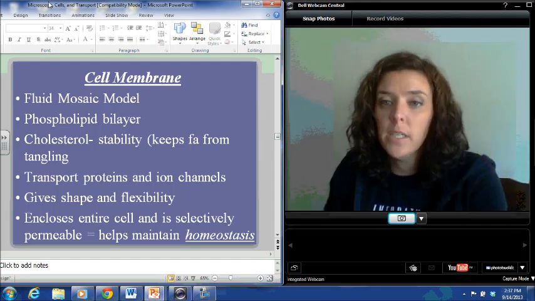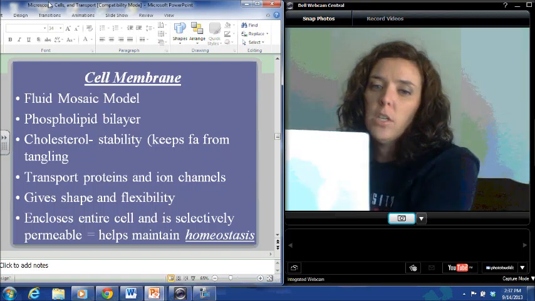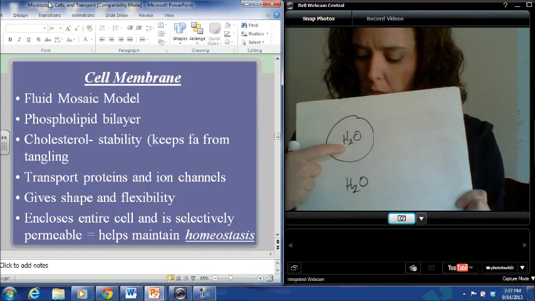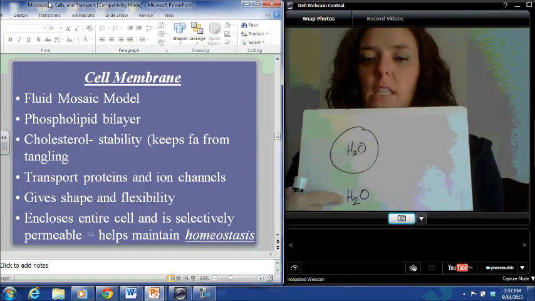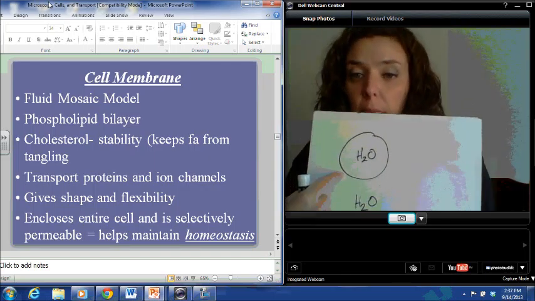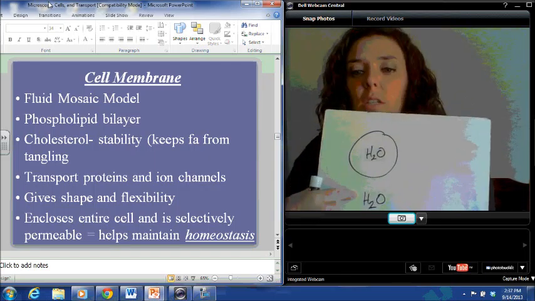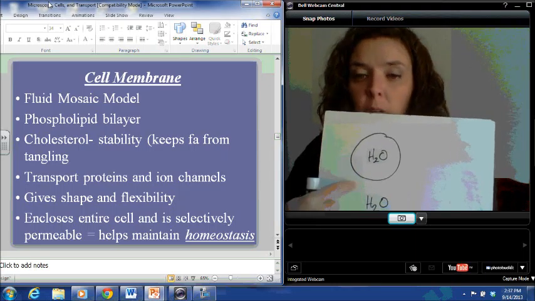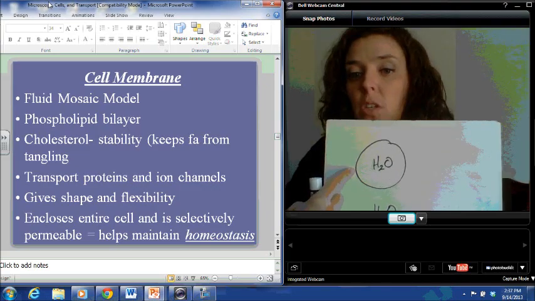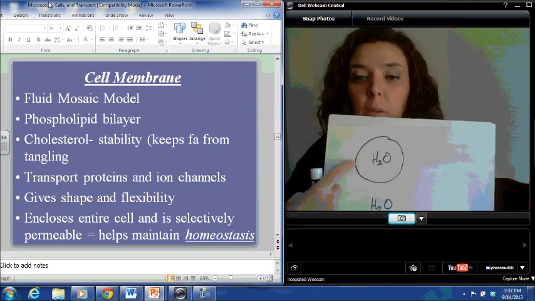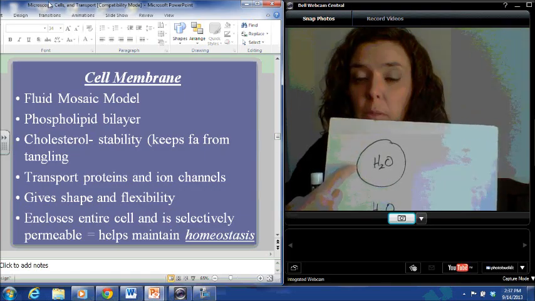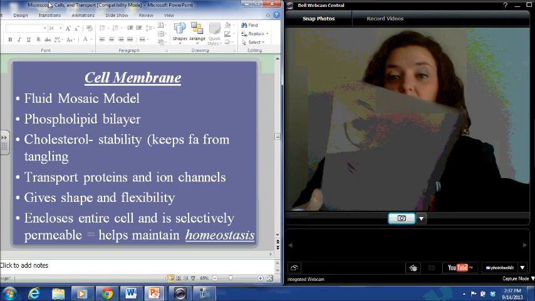Let me show you this picture here. Hopefully you guys can see it. On the inside of the cell is water, and on the outside of the cell is water. So this is your cell membrane. What does it have to be made up of if water is on the inside and water is on the outside? Well, it has to be made up of a lipid layer. And you recall from the last unit that this layer that makes up the membrane is called a phospholipid bilayer. These are the ones that kind of look like jellyfish.